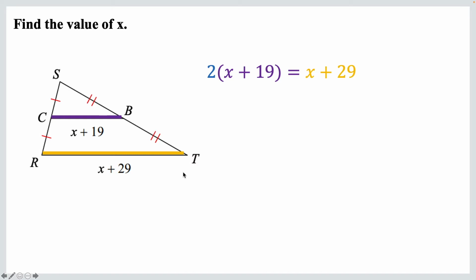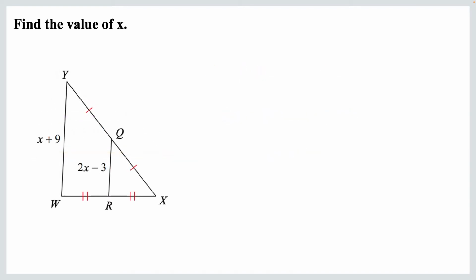So distribute that 2 right on through the parentheses and solve for x. Looks like we'll subtract x from both sides and subtract 38. And then we get x equals negative 9. Okay, try this one on your own. Pause the video, see how you do.